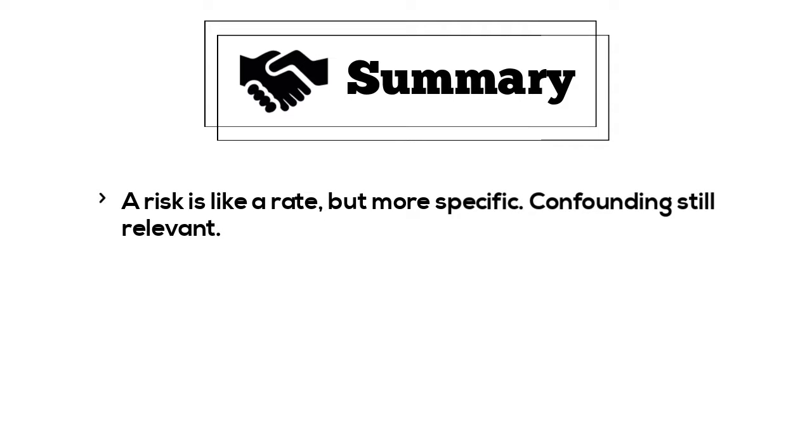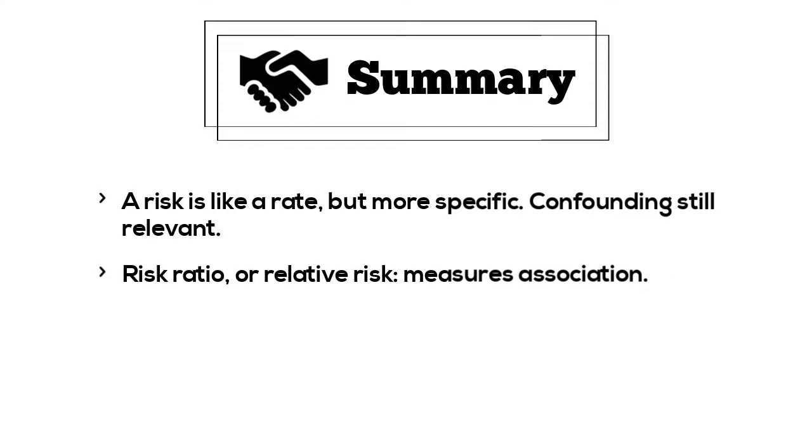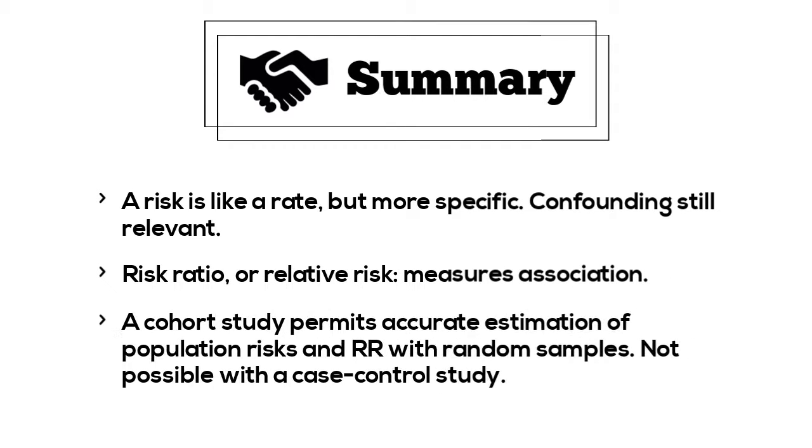Still, confounding is an issue. There can be a third variable associated. The risk ratio or relative risk is a useful measure of association. With a cohort study, population risk and population risk ratio can be estimated accurately from the sample table if the samples are selected at random. The estimation is generally not possible with a case control study, even with random samples.